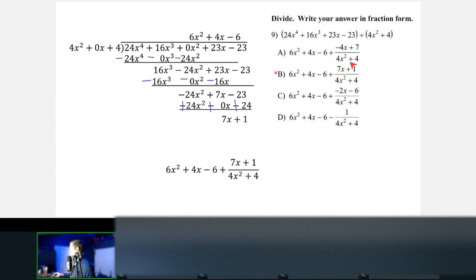So 7x plus 1, which is B, right? Yeah, out of all of these, that's probably the longest, or, well, I don't know, the hardest maybe for some people, a lot of people.